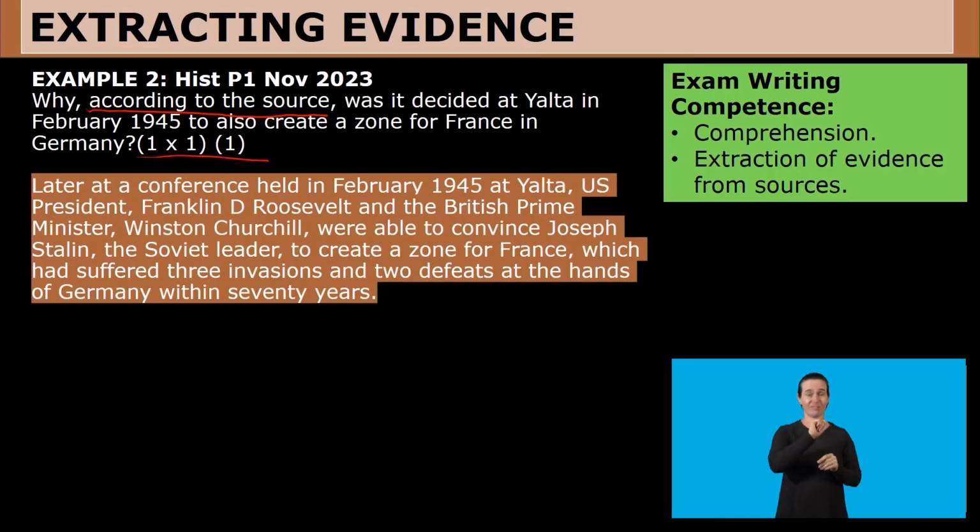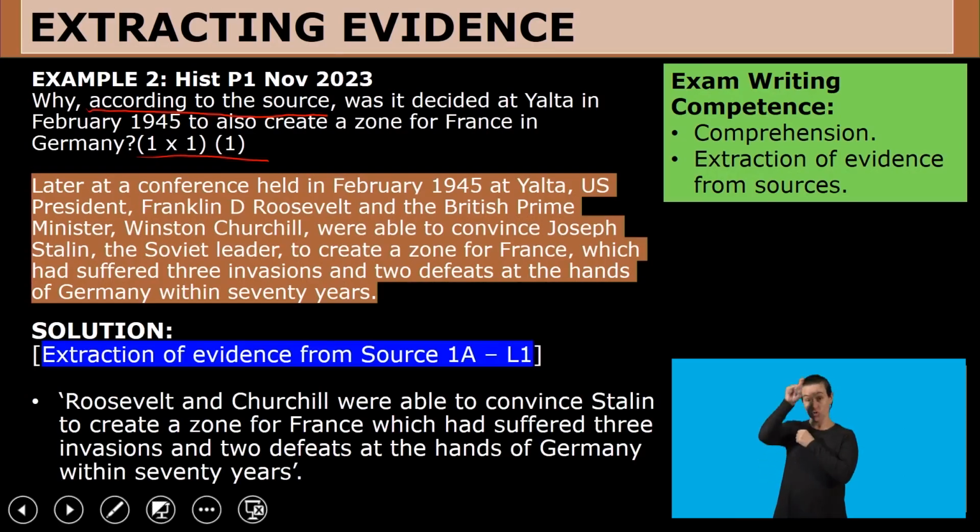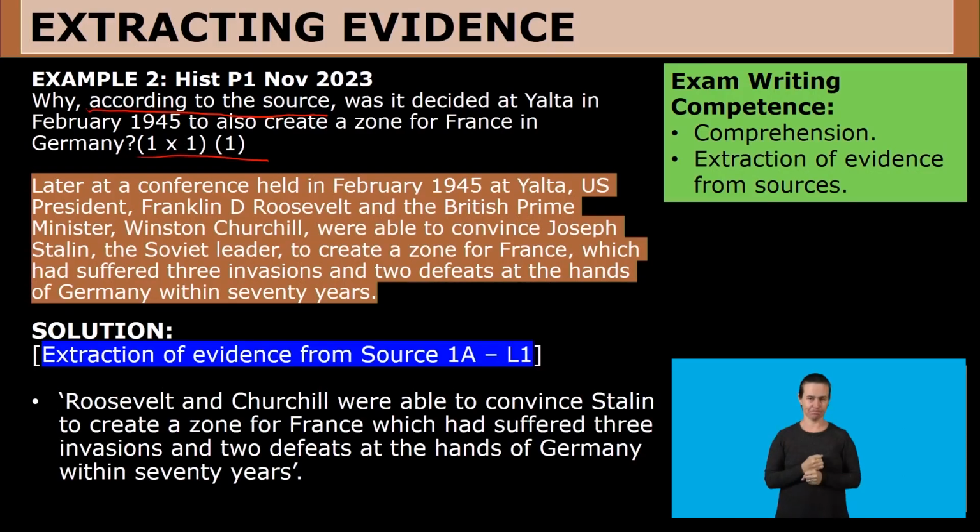And the caption reads, later at conference held in February 1945 at Yalta, the US President Franklin D. Roosevelt and the British Prime Minister Winston Churchill were able to convince Joseph Stalin, the Soviet leader, to create a zone for France, which had suffered 3 invasions and 2 defeats at the hands of Germany within 70 years. So the solution there is, it's a straight extraction from the source. Roosevelt and Churchill were able to convince Stalin to create a zone for France, which had suffered 3 invasions and 2 defeats at the hands of Germany within 70 years.